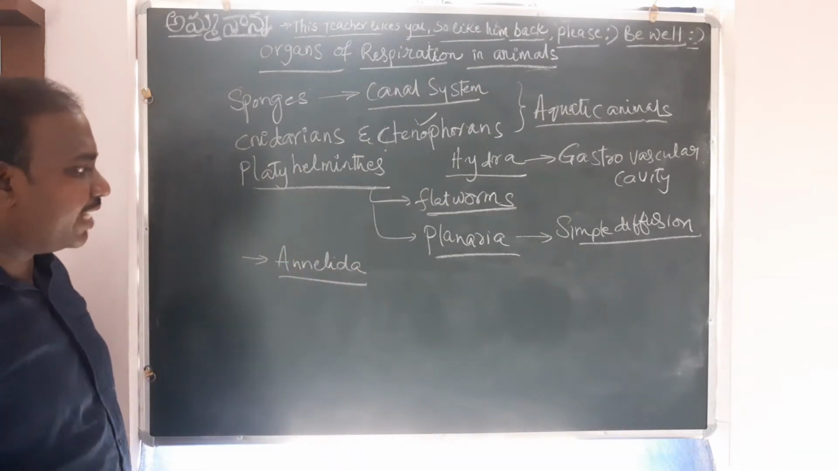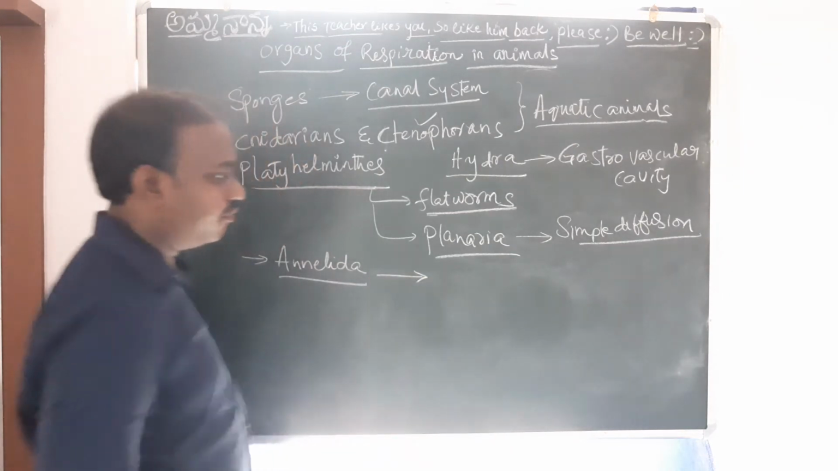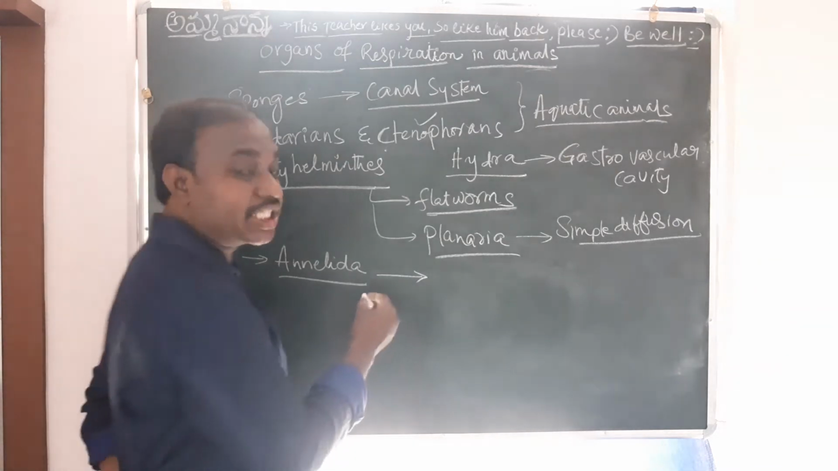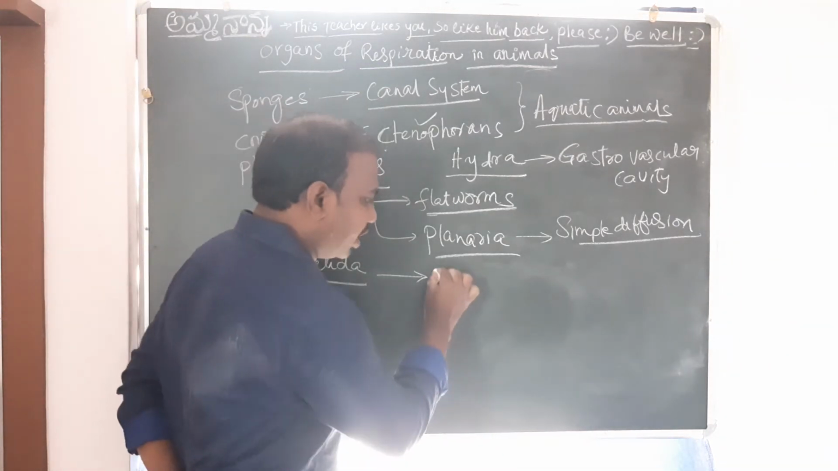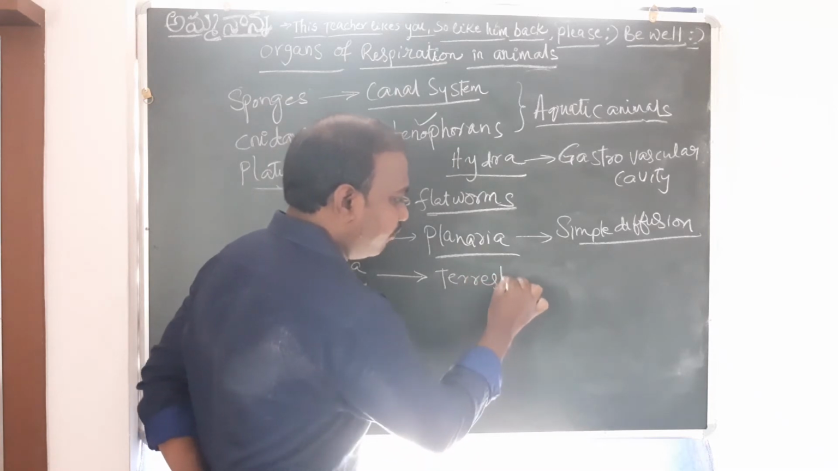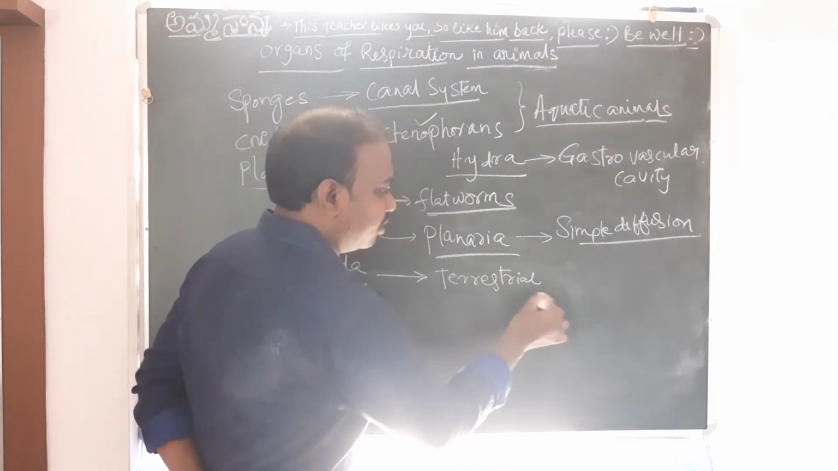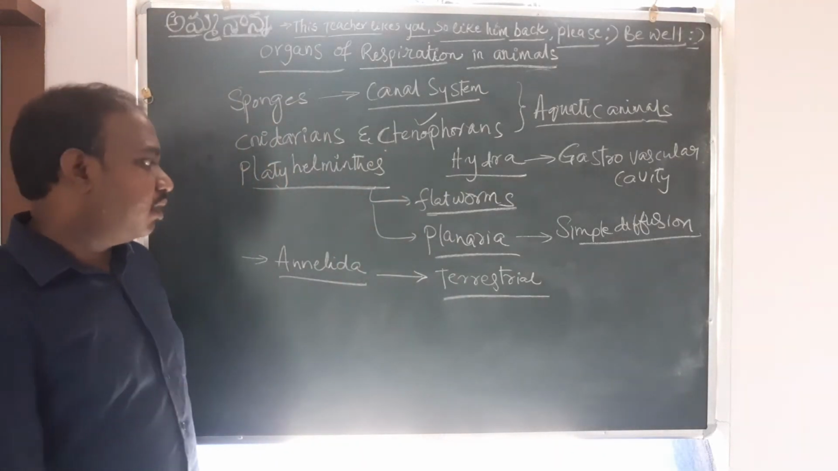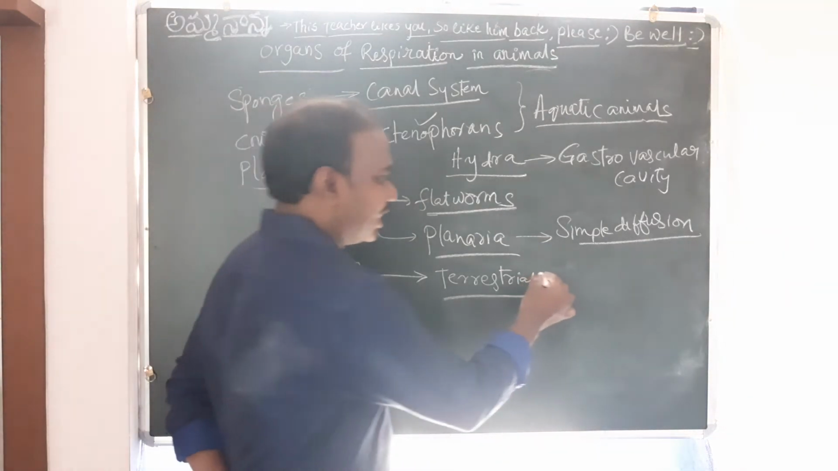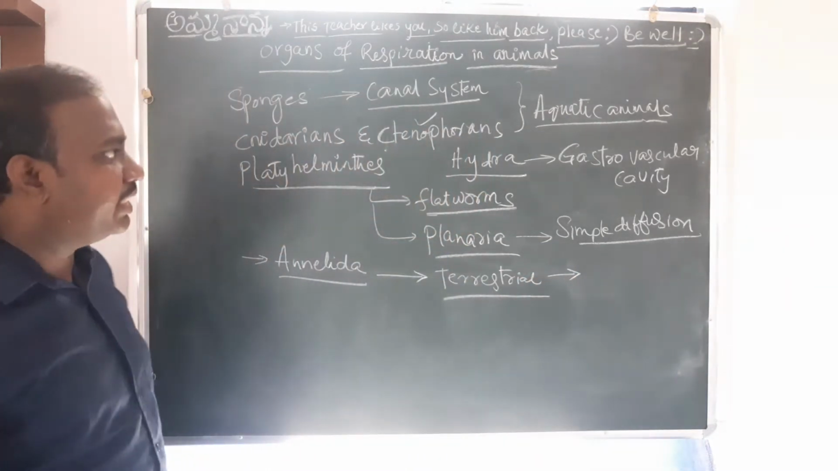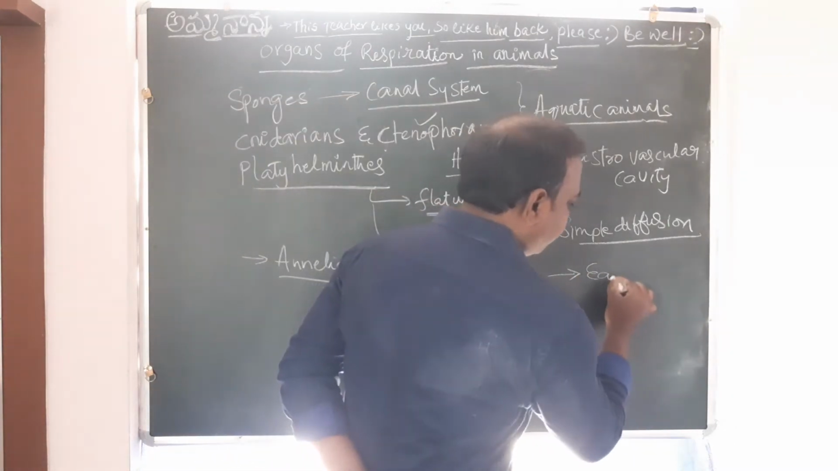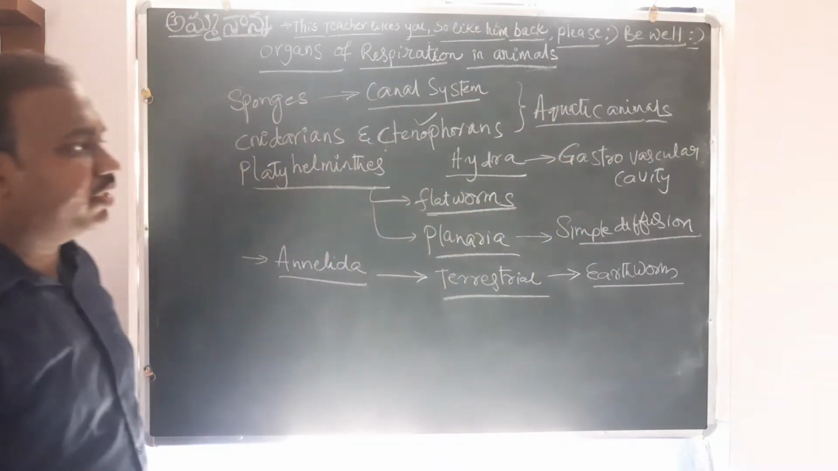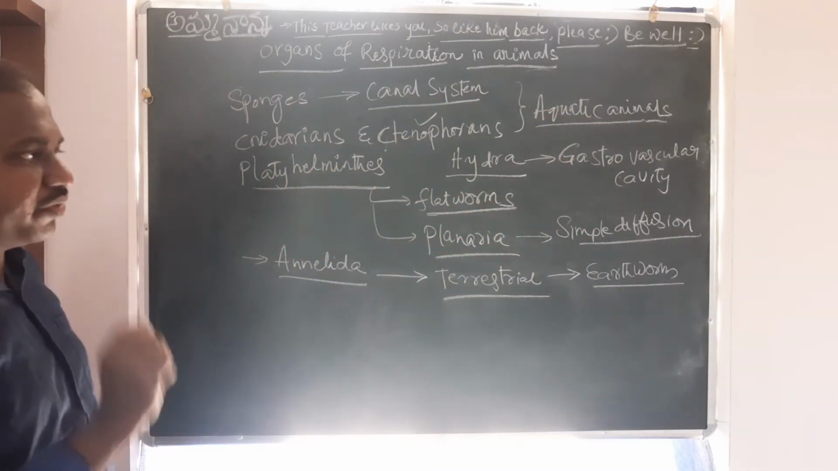Annelida animals, some of them, not all of them, started successfully living in the terrestrial environment. They started venturing out onto the land. The significant example that we have when it comes to Annelida is the earthworm, the segmented worm.